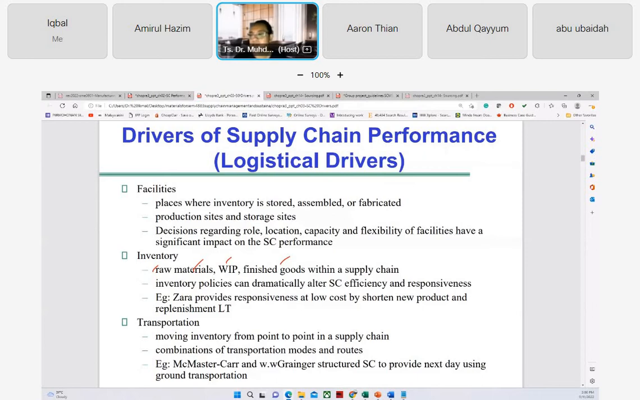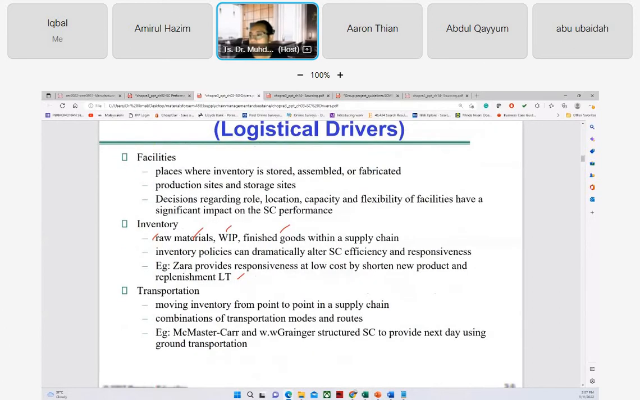That's why, let's say for example, when a lot of scratches happen to the components, you have to pay for that. You have to bear the cost, not the Volkswagen in India. So you have to strategize how to make sure all the parts, all the components, can arrive safely in your compound. So that's inventory policies. And also, for example, Zara provides responsiveness at low cost by shortening new products and replenishing the load truck. All right, so that's one example.